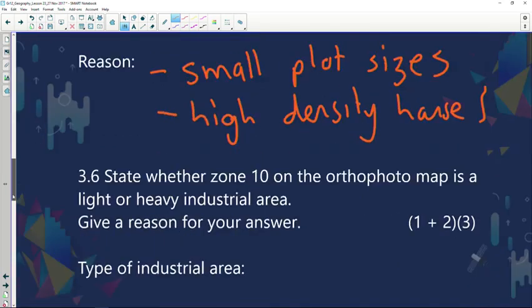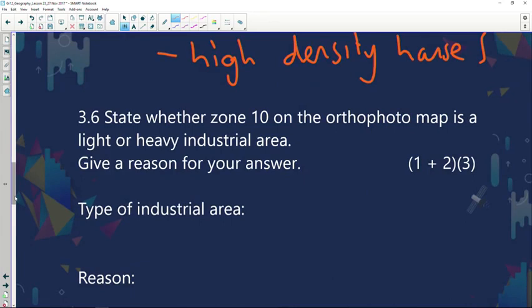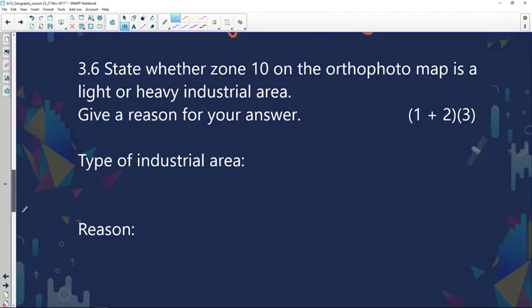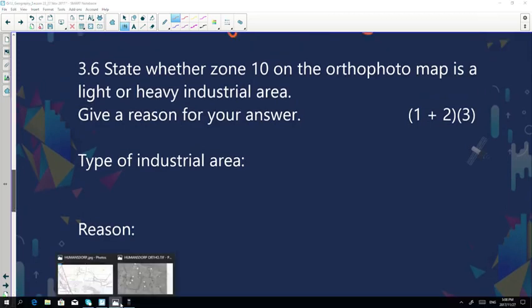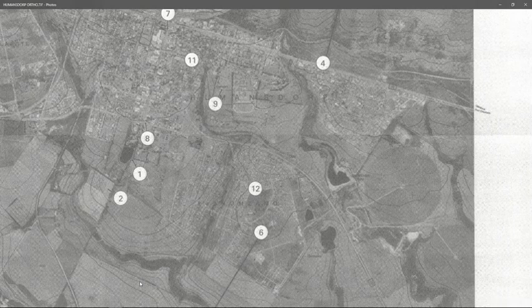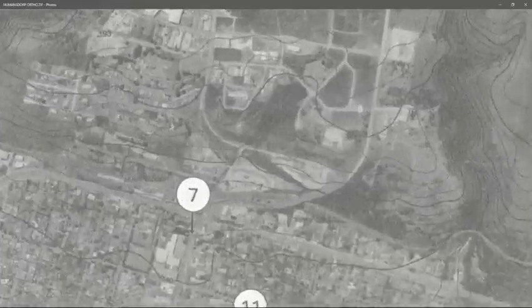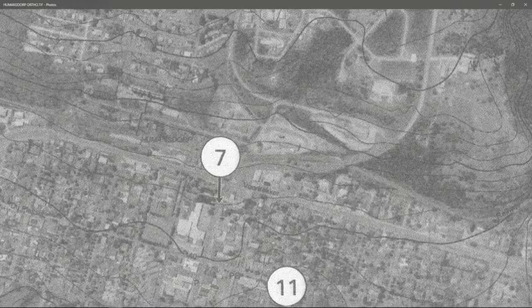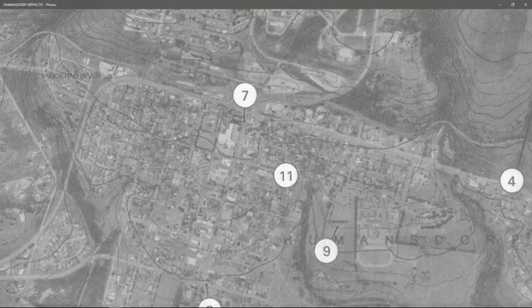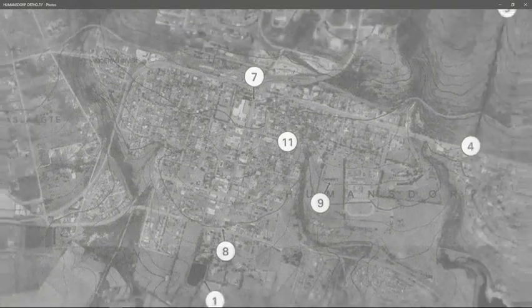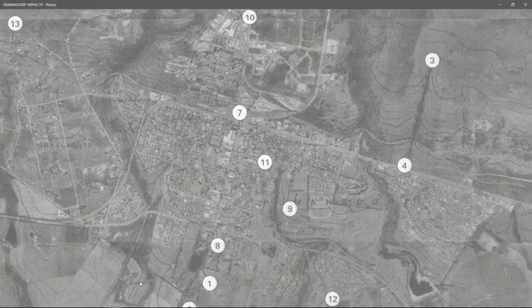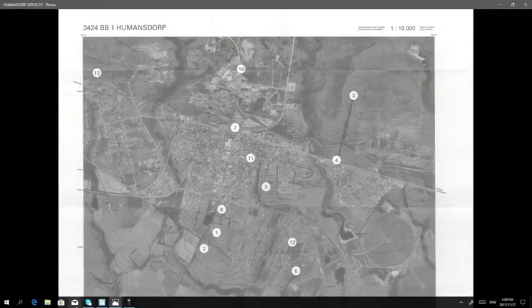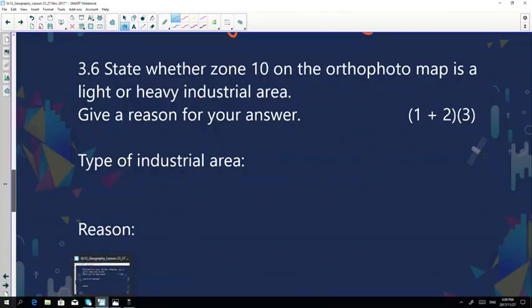Okay, then if you look at our next question, state whether zone 10 on the orthophoto map is a light or heavy industrial area. Give a reason for your answer. The type of industrial area, let's quickly go and have a look at zone 10. Where is it situated? Oh, it's over there. As you can see, it's very far away from the suburban areas and the CBD. It's on the outskirts, probably because of noise pollution and air pollution. So if we write just over there, what type of industrial area will it be? It will be a heavy industry.